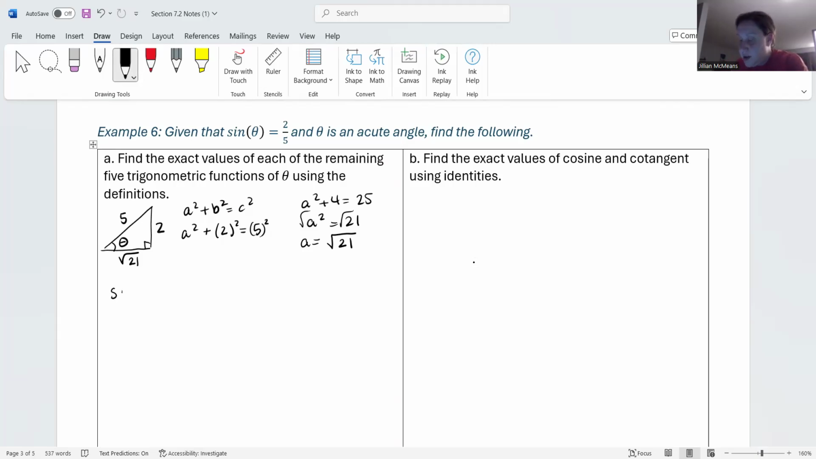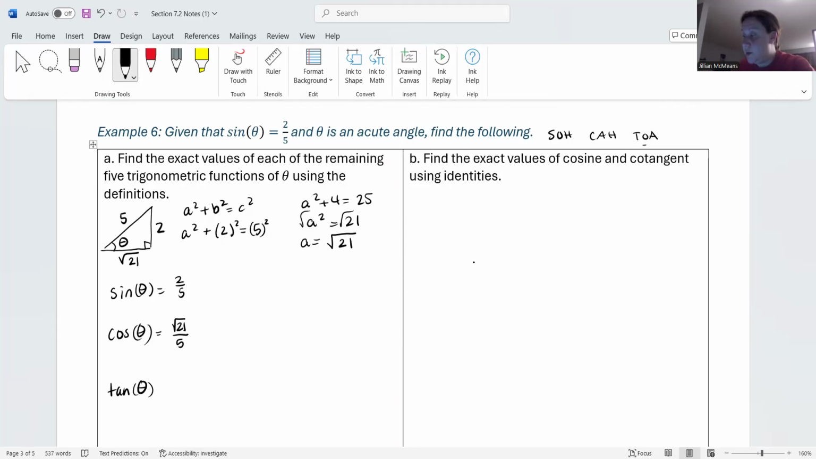So we already know that sine of theta is 2/5. We were given that. Well, cosine of theta, we know the relationship between theta and the sides of a triangle as far as cosine is concerned would be adjacent over hypotenuse. Remember, SOH CAH TOA. So sine is opposite over hypotenuse. Cosine is adjacent over hypotenuse. So if we look at the adjacent side compared to theta, we get square root 21 and the hypotenuse is 5. That's it.